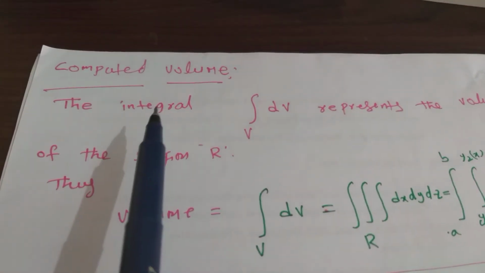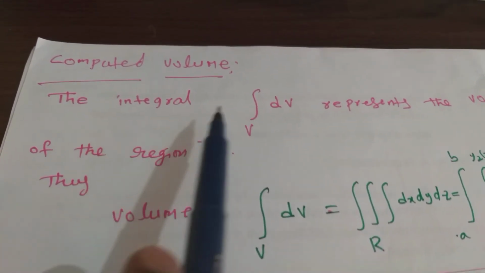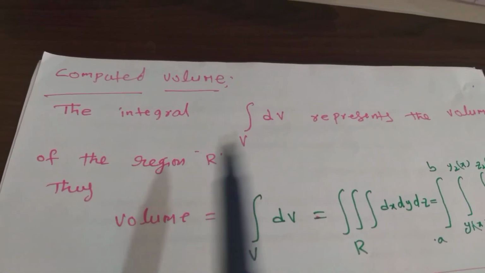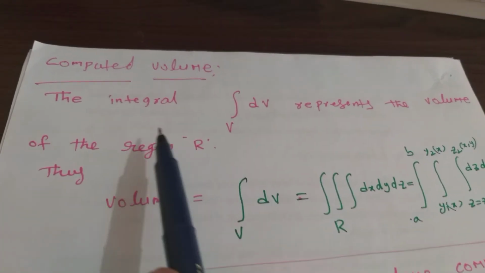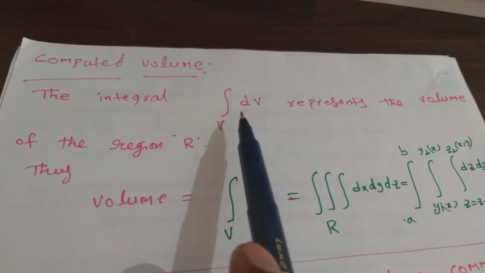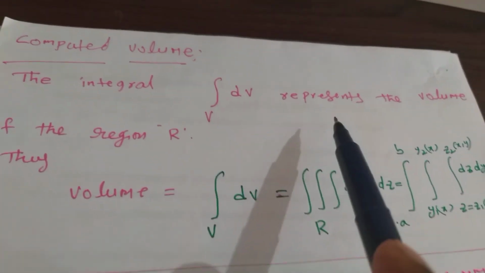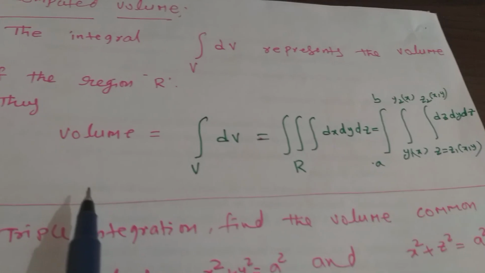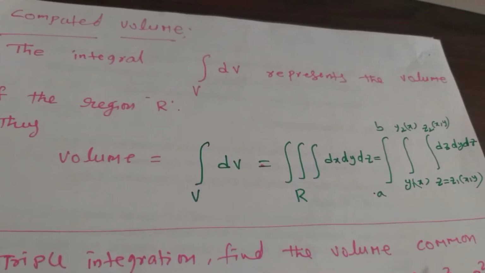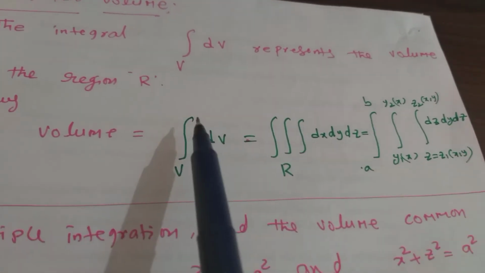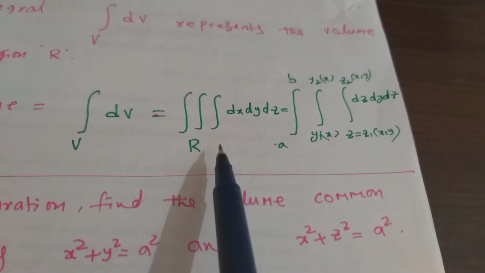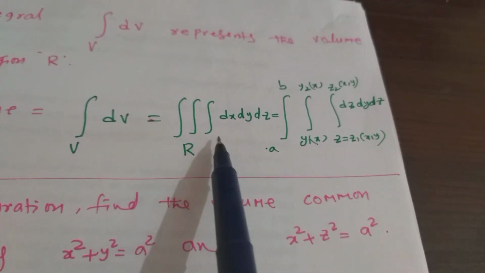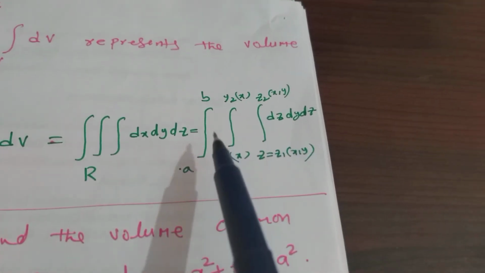So one of the applications of triple integration is computing volume. To find the volume of the region bounded by the planes or curves, integrating dV represents the volume of the region R. That means the region is bounded by the planes. So volume equals integrating dV, or else it is bounded by three axes. So triple integration dx dy dz, that is nothing but we can evaluate.